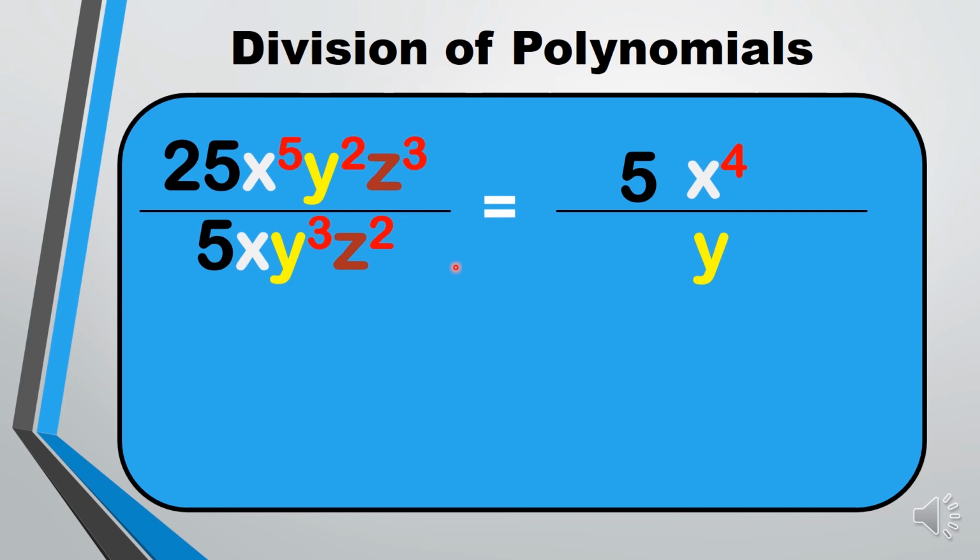And now let's have z cubed and z squared. We are going to subtract 2 from 3 and the answer will be 1. Dahil 1 na ang ating exponent, maaring hindi na natin ito ilagay kay variable z. And our final answer for 25x raised to the 5th power, y squared z cubed divided by 5xy cubed z squared is equal to 5x raised to the 4th power z over y.